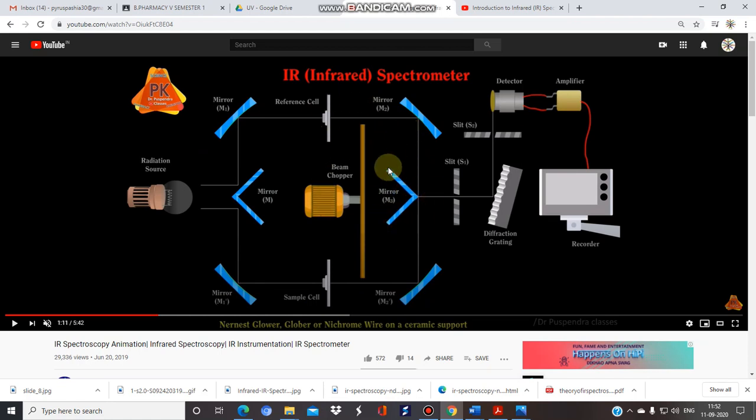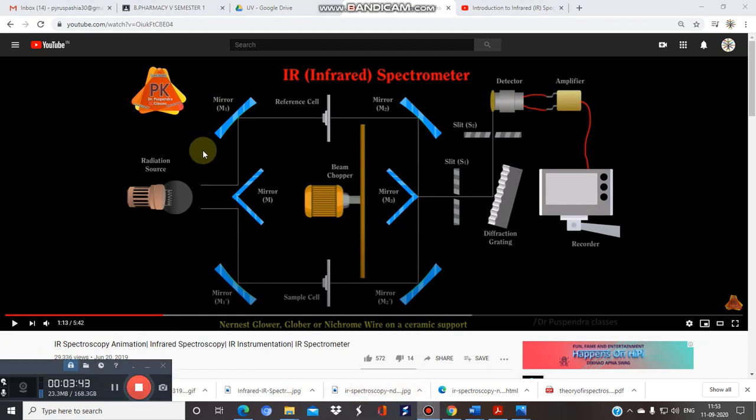Okay, and then we have a reference cell, here it is, and a sample cell, here it is. Then slits are very commonly used. These are the S1 and S2 slits, along with the detector and amplifier, which can enhance the signal of the detector, and finally the recorder part is there.